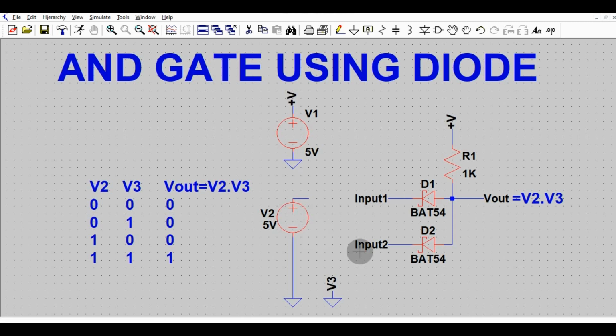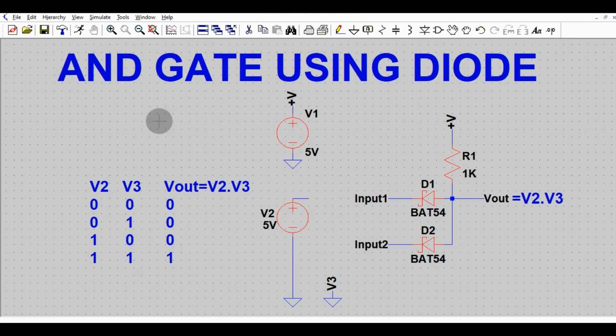Now I will run the transient analysis simulation, and I will show you the implementation of the AND gate by using diode. I will show you if this truth table is correct or not. If you use diode to implement the AND gate, let us verify this truth table.